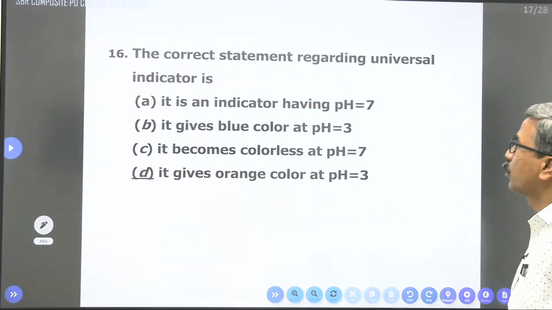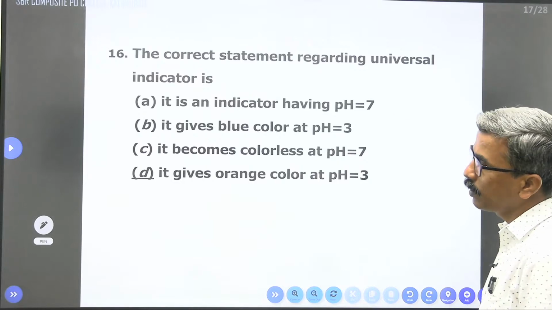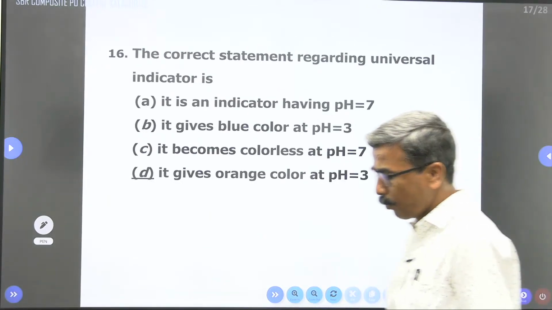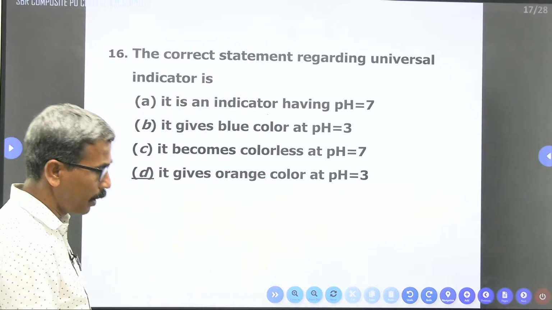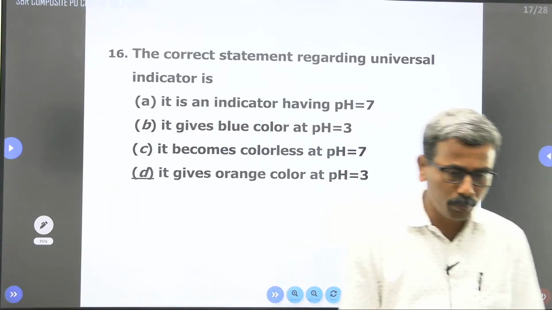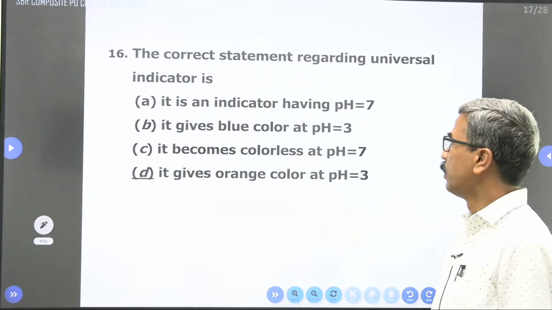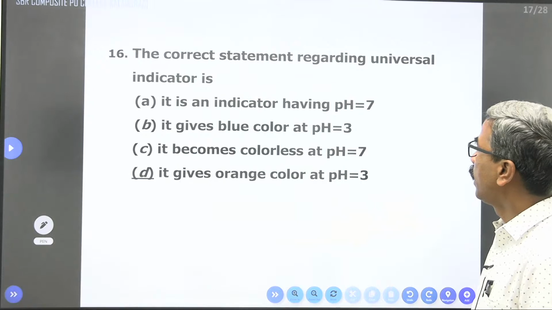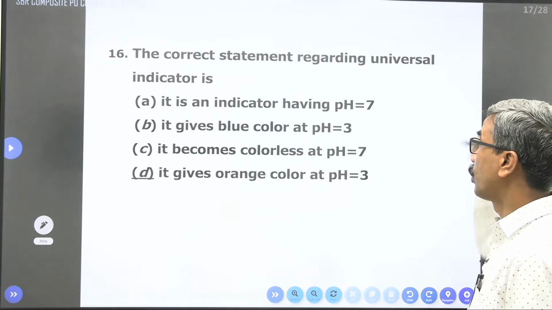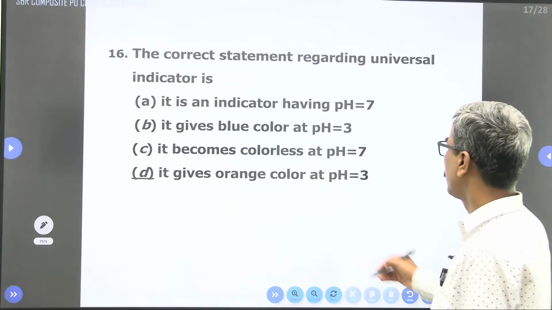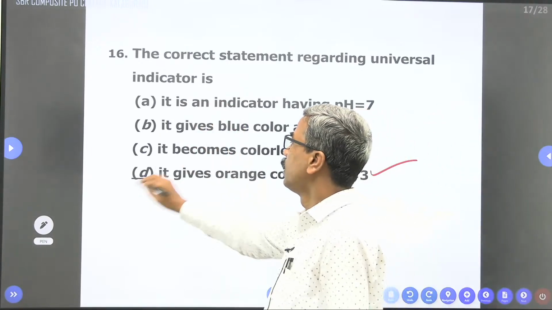Now moving to the next question, question number 16. The correct statement regarding universal indicator. These indicators show the endpoint. We have different types of indicators, and in detail we are going to discuss when you join PU first year. Generally, a property of the universal indicator is that it gives an orange color when the pH of the solution is equal to 3. So for question number 16, D is the correct option.